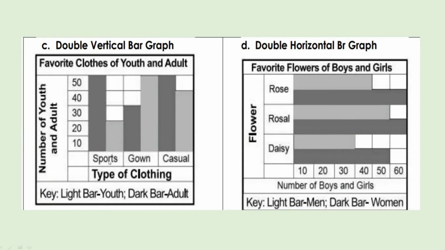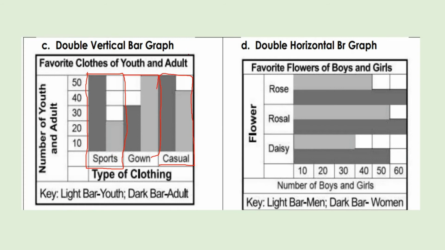Ibig sabihin, sa sports, bibilangin natin kung sino yung pumili ng sports dun sa youth and sa adult. Ilan yung youth na pumili ng sports, ilan din yung adult na pumili ng sports. Then sa gown naman, ilan yung youth na pumili ng gown at ilan yung adult na pumili ng gown. And for casual, ilan yung youth na pumili ng casual, ilan din yung adult. Kaya kung makikita natin dito sa ating bar graph, for sports, dalawa yung bar niya. Kaya double vertical bar graph siya. Sa gown, dalawa din yung bar natin. Sa casual, ganun din. That's why it is a double vertical bar graph.